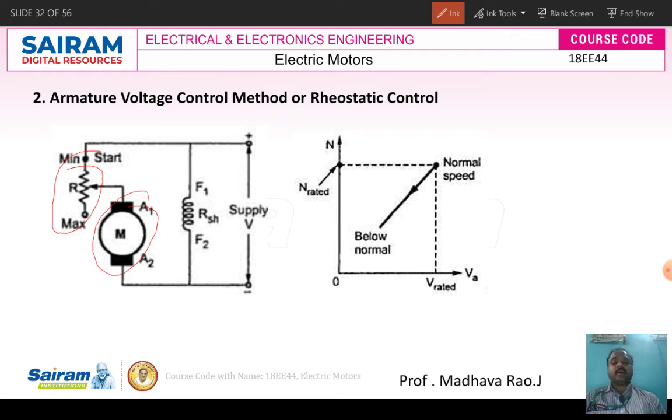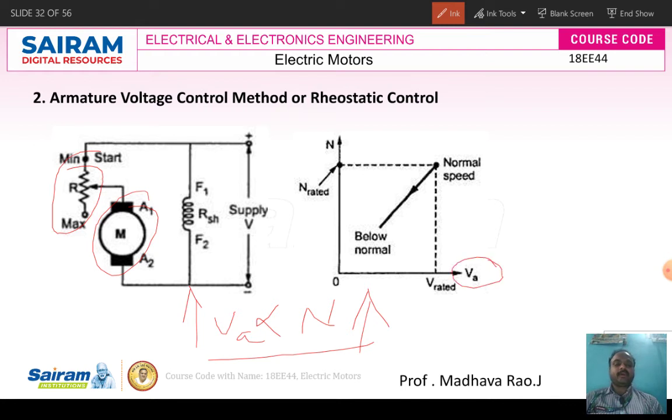By that, the armature voltage VA will increase or decrease. Here armature voltage VA is proportional to speed. So when armature voltage increases, the speed will also increase. We can observe this in the graph.